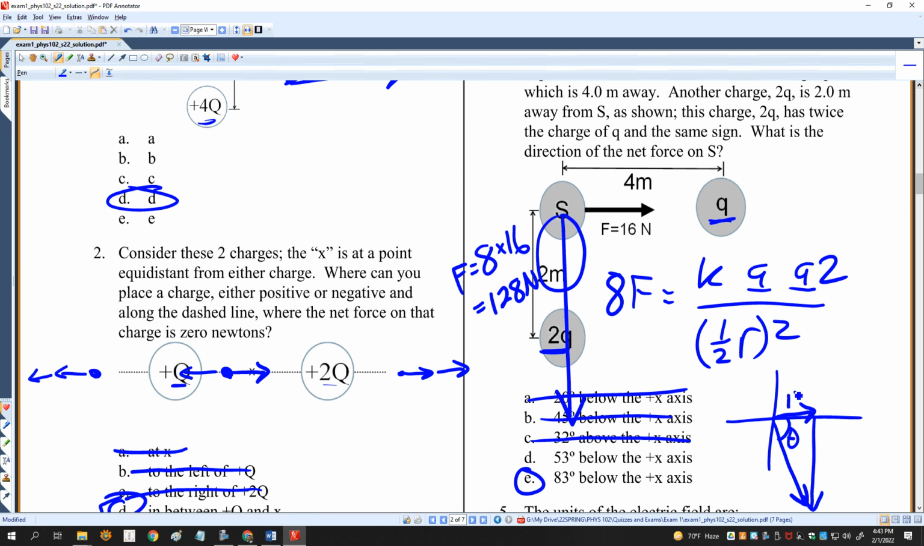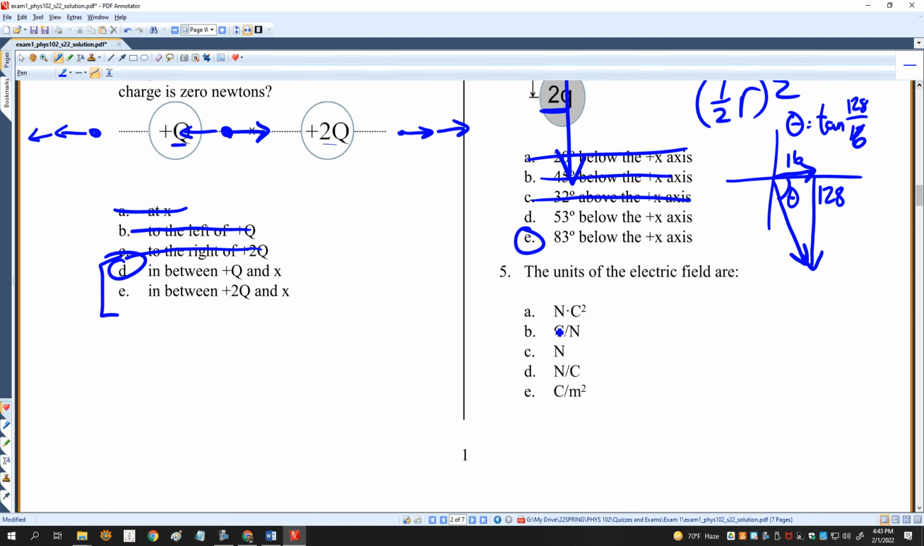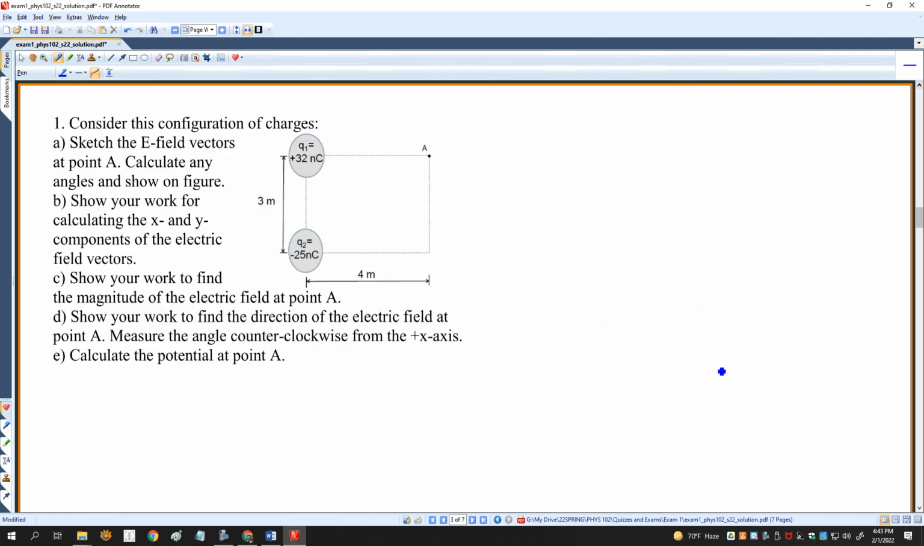So this is 16, this is 128. Theta then is the inverse tan of 128 over 16. It's 83 degrees. Okay, so E is the right answer. Units for the electric field are that, or it could have been also this, but that wasn't an option.